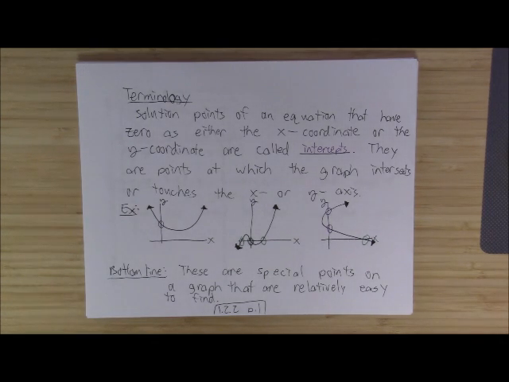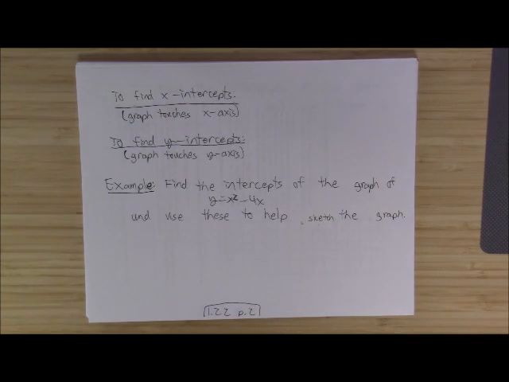Basically, for the bottom line of graphing, these are special points on a graph that are relatively easy to find. So you don't have to try to guess them with the point plotting method. You'll just be able to find them. So how do we find intercepts?